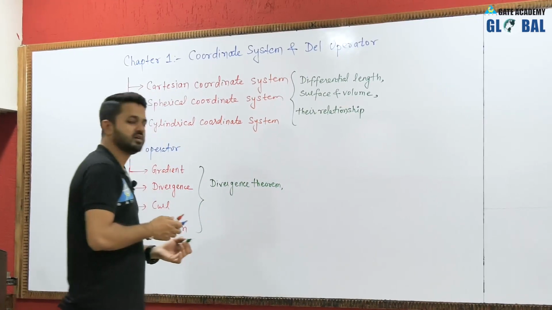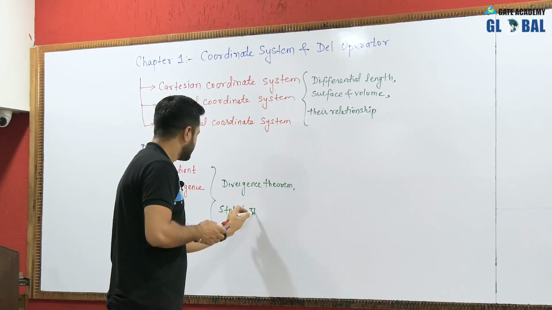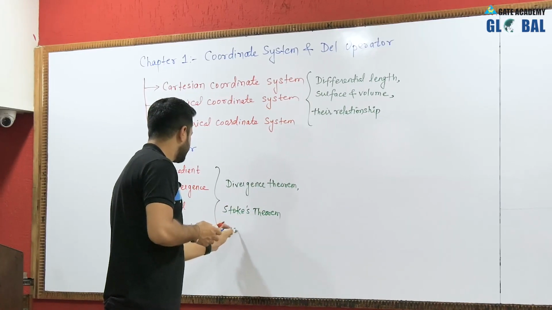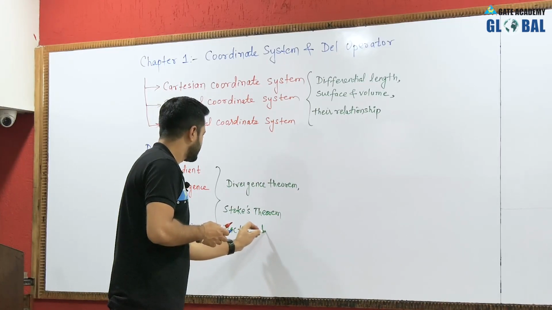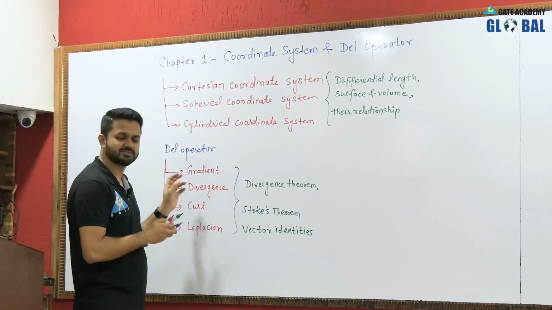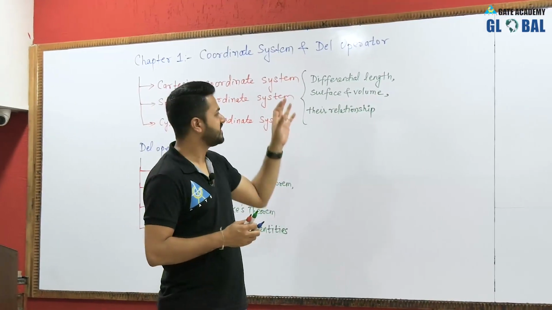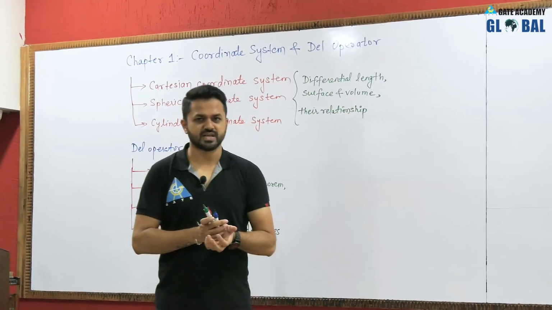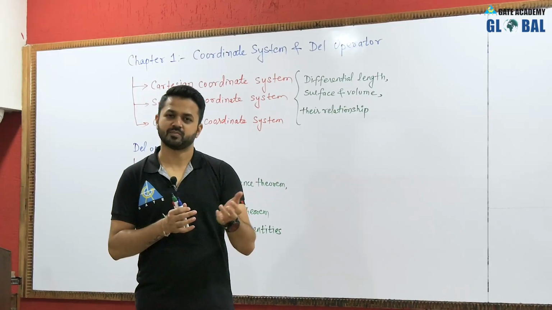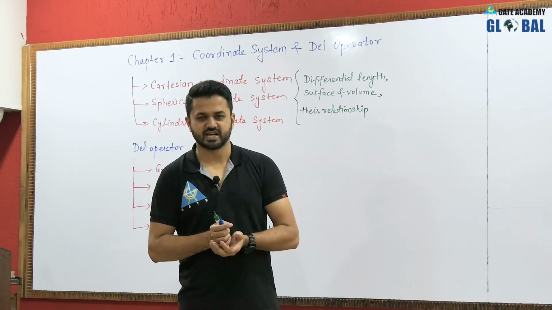In the curl, we will study the Stokes theorem, and some vector identities. So this has been covered in this particular part and in the coordinate system. So this is our first chapter. After preparing this first chapter, we can directly move to the plane wave propagation, because plane wave propagation has higher weightage compared to the basic chapters, that is electrostatic and magnetostatic.